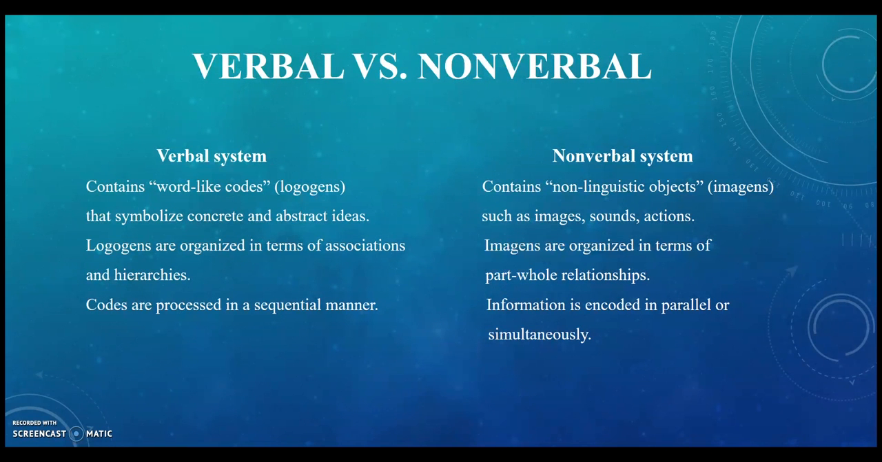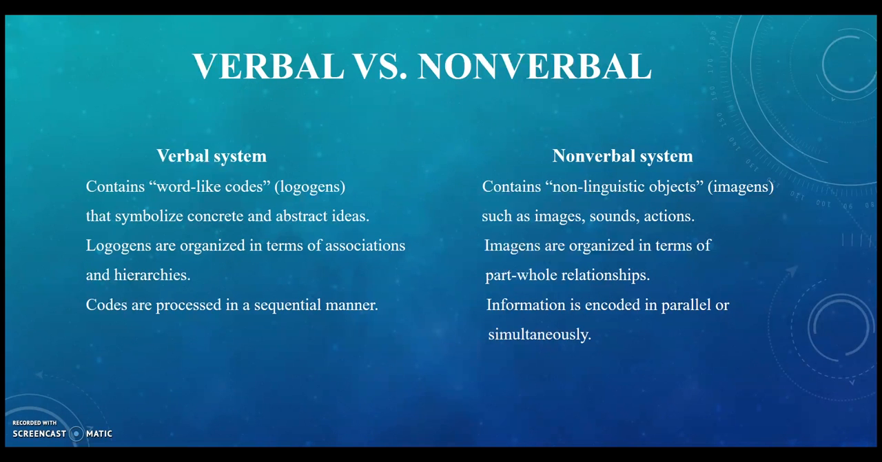As mentioned before, mental cognition involves the activity of two cognitive subsystems, a verbal system and a nonverbal system. The difference between these two systems is that the verbal one contains word-like codes called logogens that symbolize concrete and abstract ideas. Logogens are organized in terms of associations and hierarchies. These codes are processed in a sequential manner.